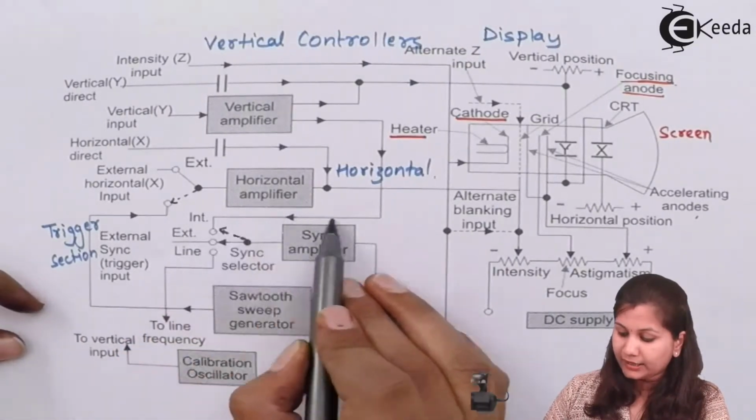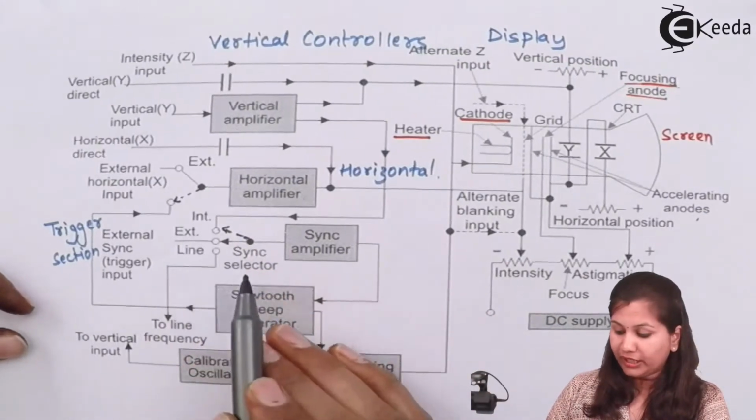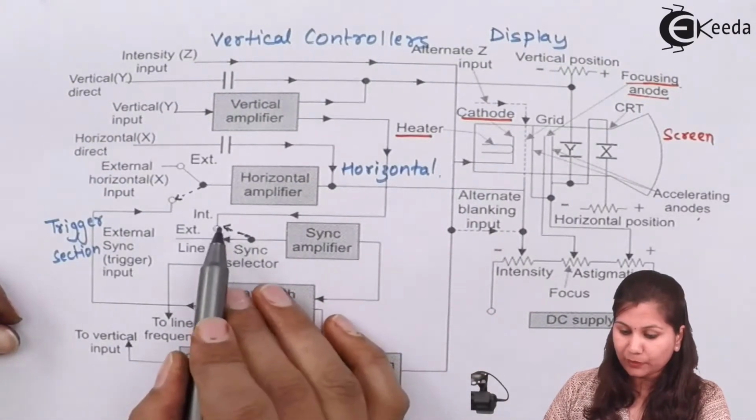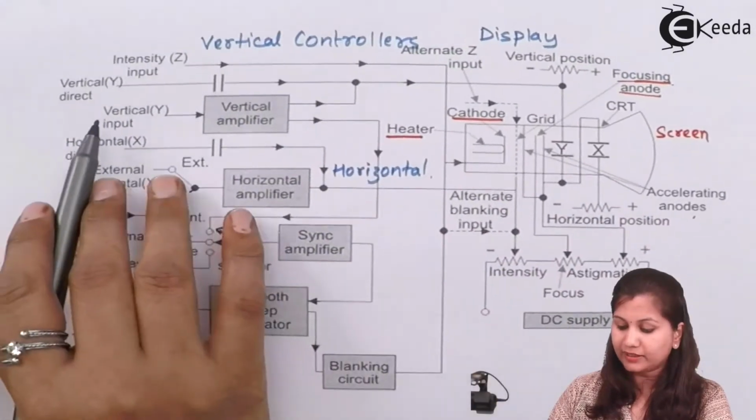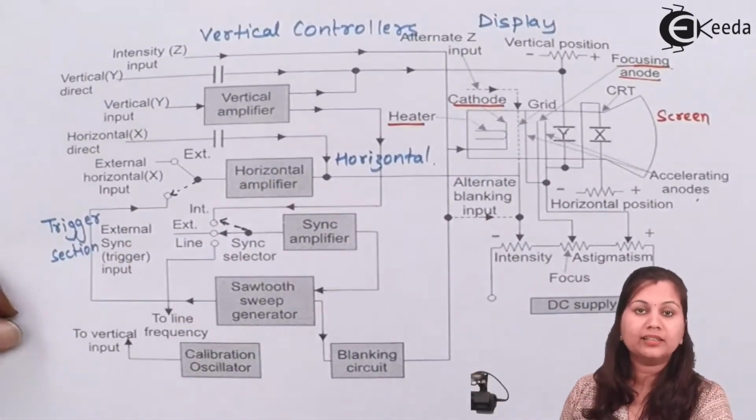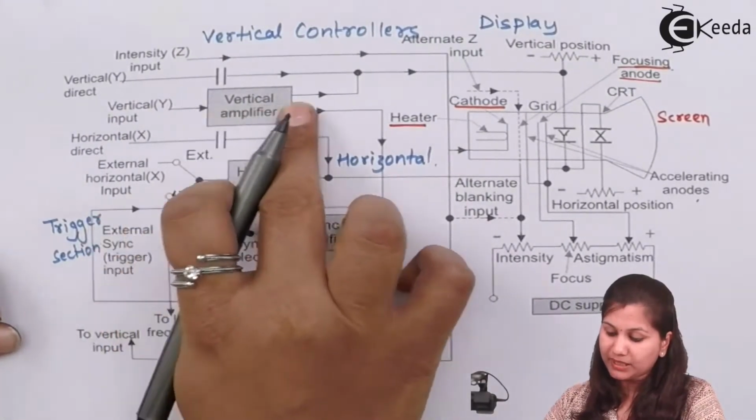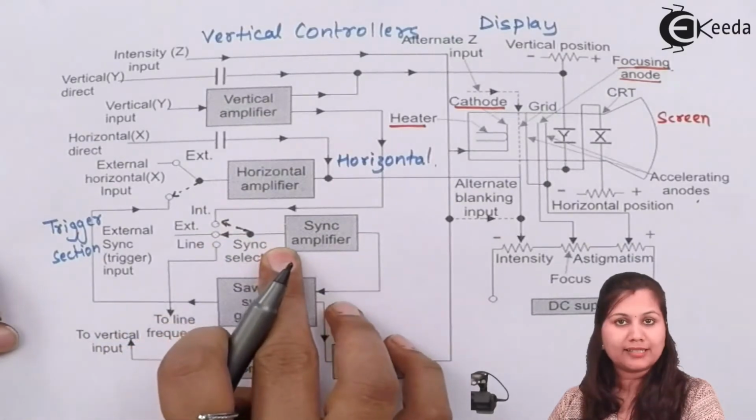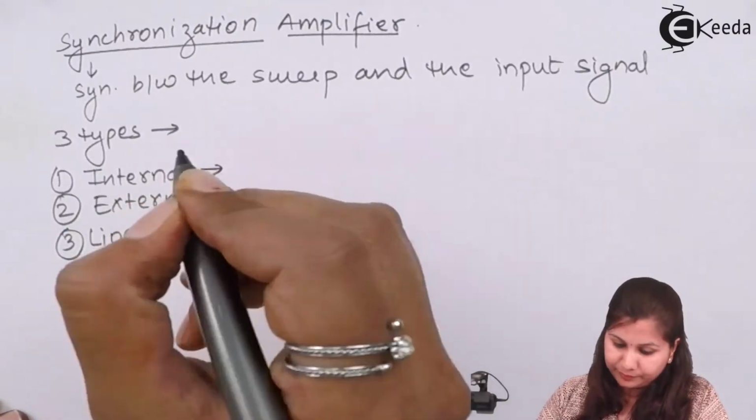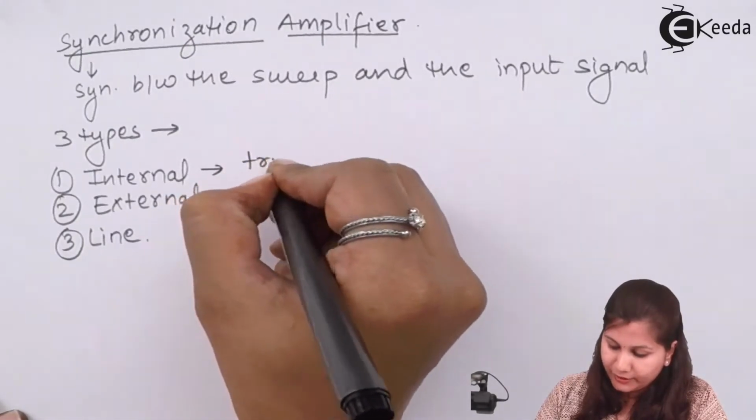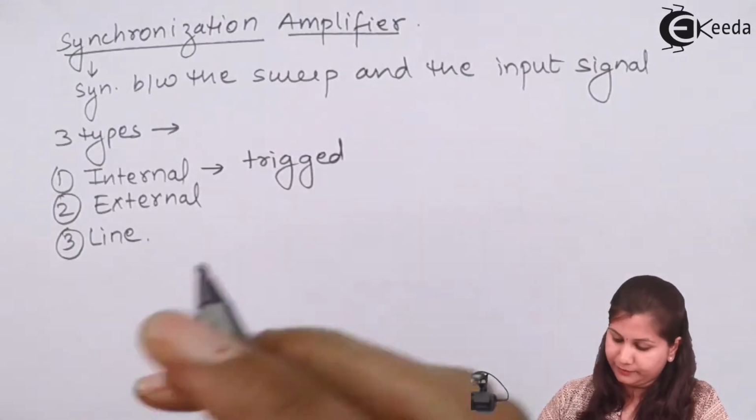then this vertical input is connected to it. So we can say that synchronization is provided from the signal which we are measuring, because at the vertical input we are providing the input signal, the signal which we want to measure. So the same signal is provided here for the synchronization. So in the internal, the trigger is obtained from the signal which we want to measure.